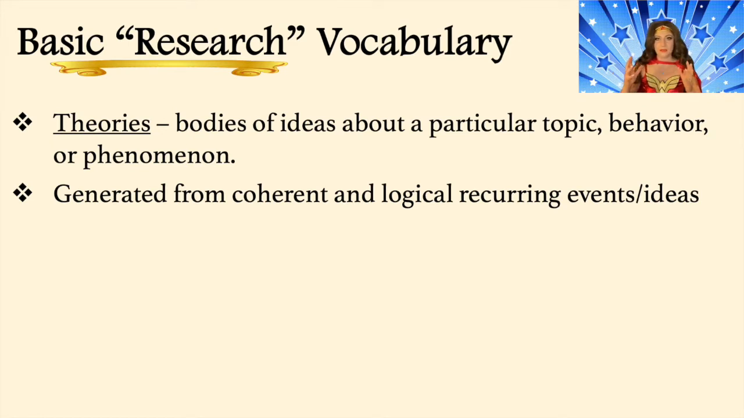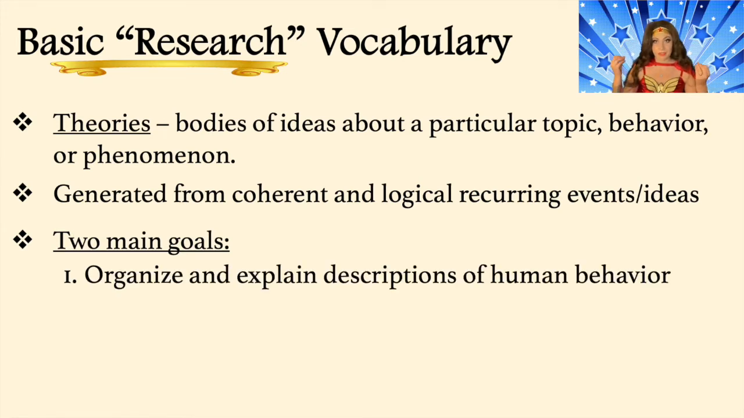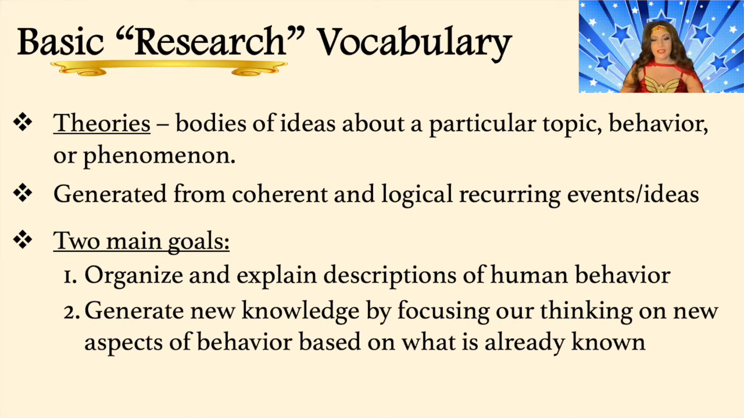And so when we come up with theories, theories have two main goals. The first goal is to organize and explain human behavior. So once you come up with a variety of different observations related to a particular topic or to a particular behavior, we combine those observations together into theories. The second goal of theories is that they help us generate new knowledge by focusing our thinking on new aspects of behavior based on what is already known.